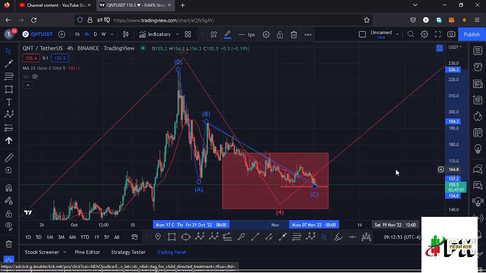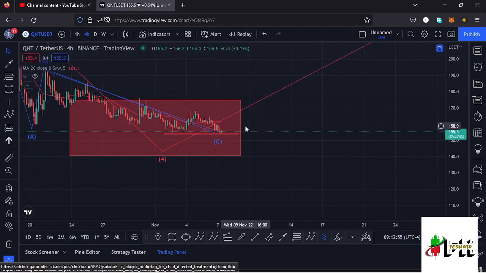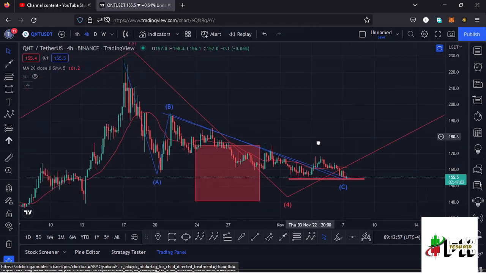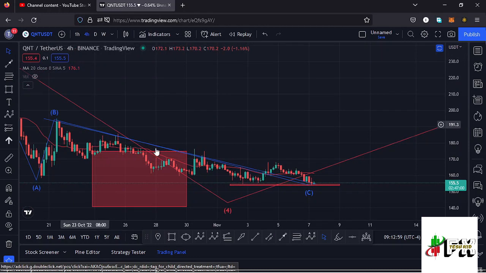And getting to the key chart patterns that I have information on over here, within the formation of this fourth wave, you can see we had a trend line over here, which I have highlighted here in blue.